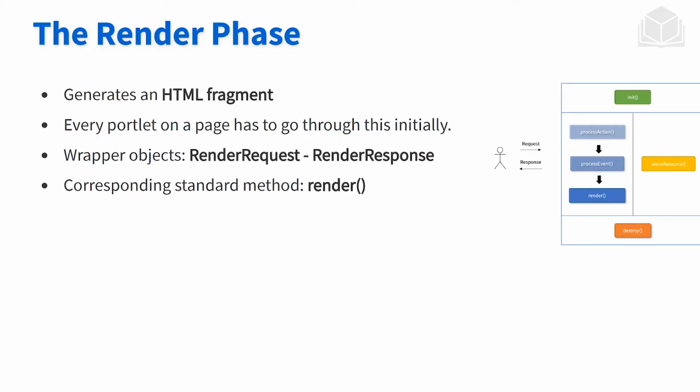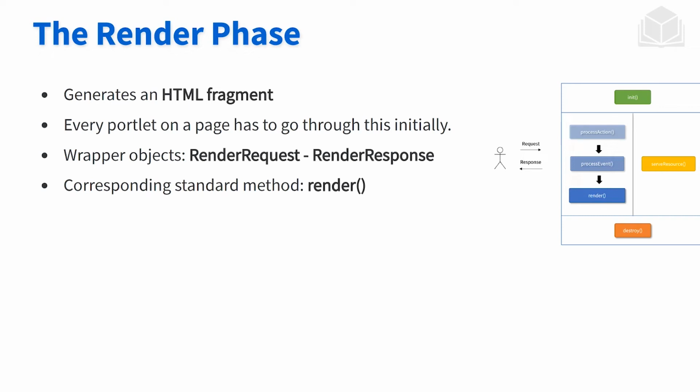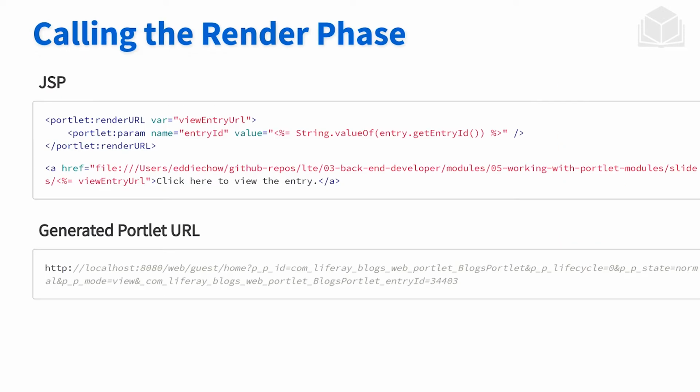The render phase is going to have a render request and a render response object. We can have parameters and objects within those render request and render response objects that can be passed between the JSP and the Java side so that we can do some nifty things with that. Just like the init phase has the init method, the render phase has the render method that goes along with it.